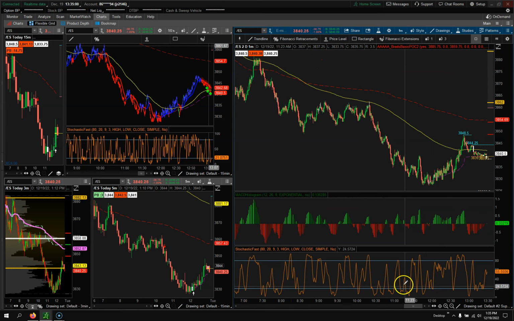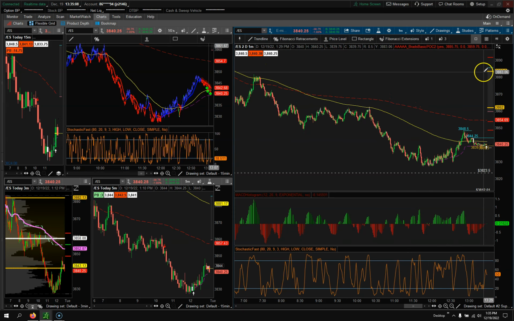This is where I look for divergences, the bigger picture of what's going on. I also have my first hour high and low with Fibonacci extensions. And then also my value area high and low from the previous day.